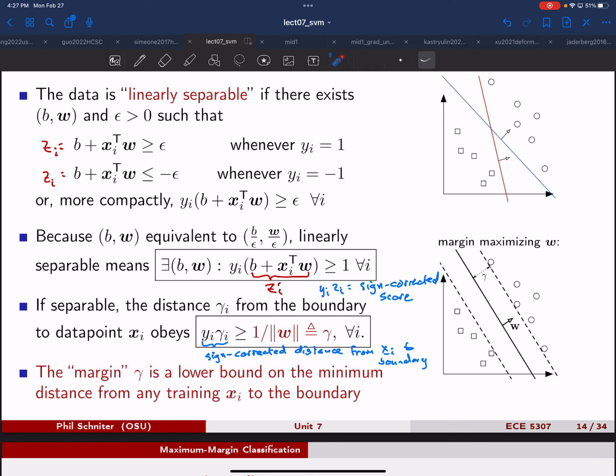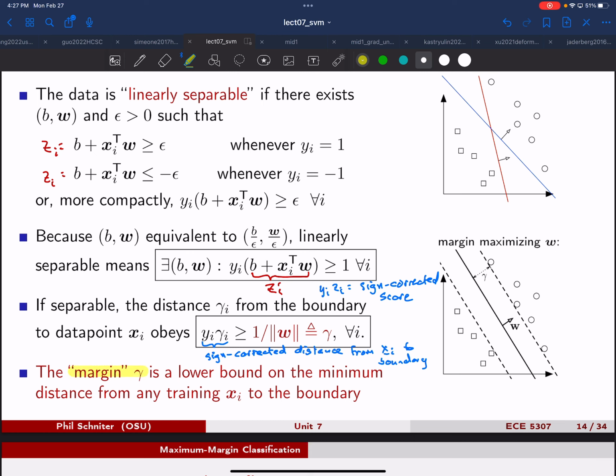When the data is linearly separable, it means that the sign corrected distance for all your training samples can be made greater than this 1 over norm W. And this is something that comes up a lot, so we're going to give it a name. We're going to call it gamma without any subscript, and we're going to call it the margin.